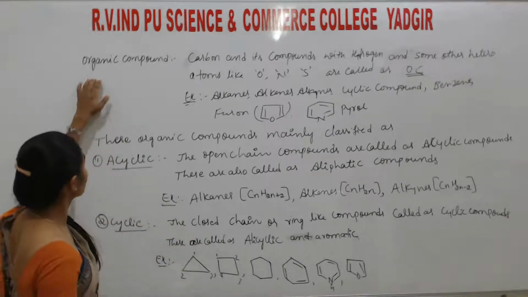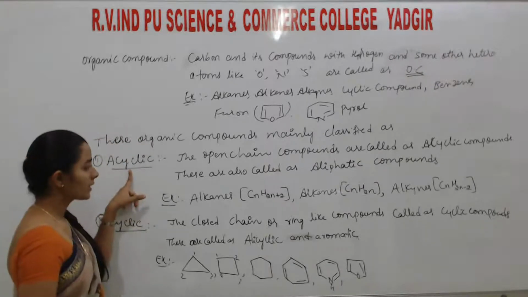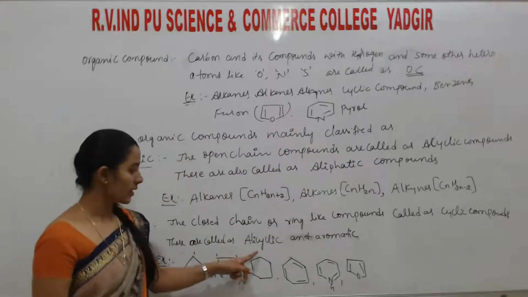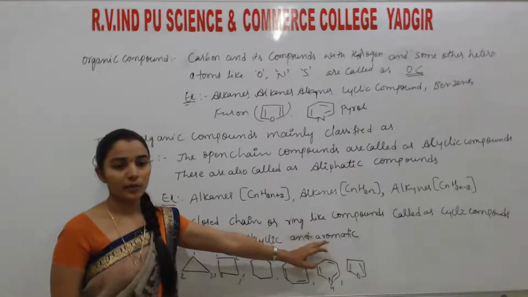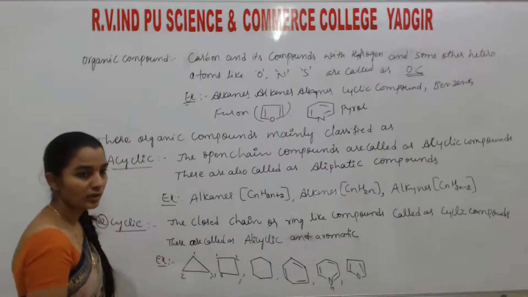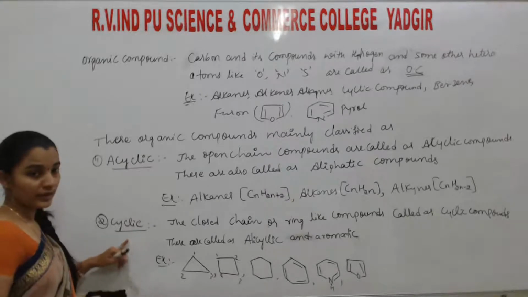So this is the classification of organic compounds, that is acyclic and cyclic. Acyclic is also called aliphatic. Cyclic is also called alicyclic as well as aromatic. Understand? Okay. Next one, classification of this cyclic.